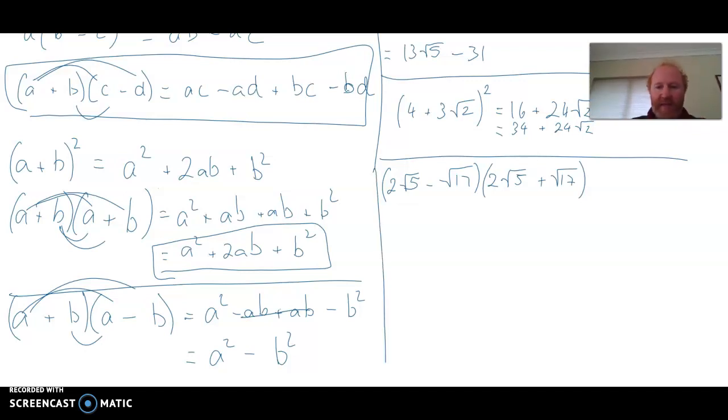Now, once again, since I've looked at this and recognized that it's in that form, I'm not going to bother multiplying the whole thing out. I'm simply going to jump straight to that last line of working there. I'm going to square the first thing, and I'm going to take away the square of the second thing. So the square of 2 root 5 is 4 multiplied by 5. The square of root 17 is 17, and that's it. That's all I'm doing. 20 minus 17 equals 3. That's about that for that one.